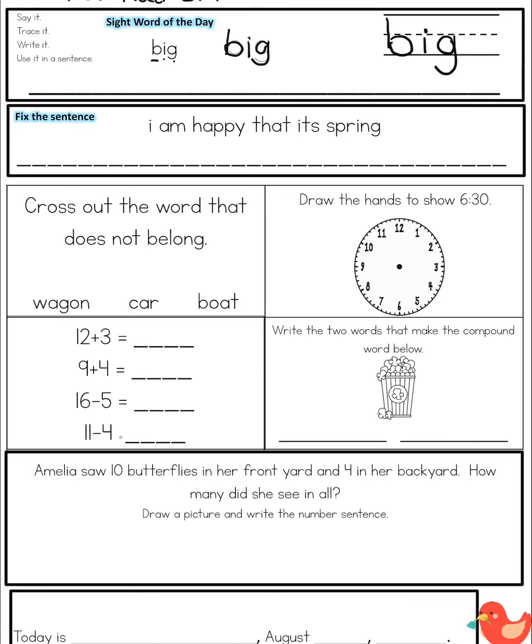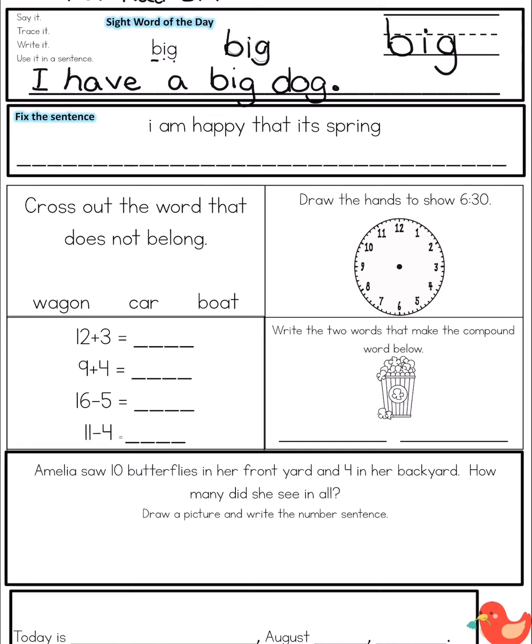Now I want to use it in a sentence. Okay, I'm going to start with a capital letter, and I'm going to say, I have a big dog. I can't wait to see how you have used the word big in a sentence. But the word big is describing my dog, and this is a telling sentence, so I ended it with a period.